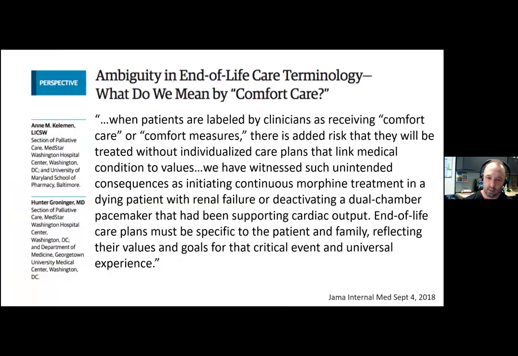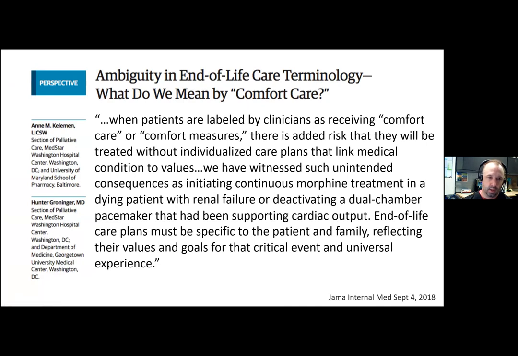But here's kind of the other side. And this is a perspective piece that's from around that same time. Actually, someone wrote after that news. And it highlights some of the pitfalls, particularly in our communication about care at the end of life.